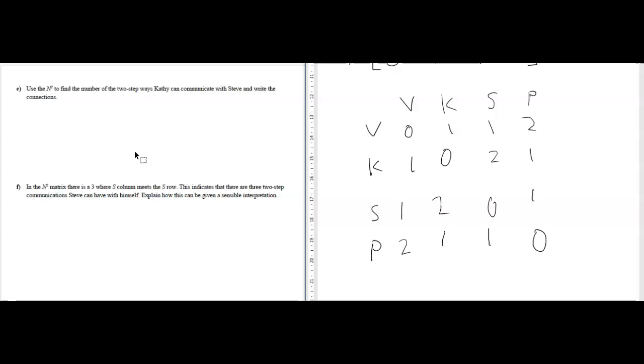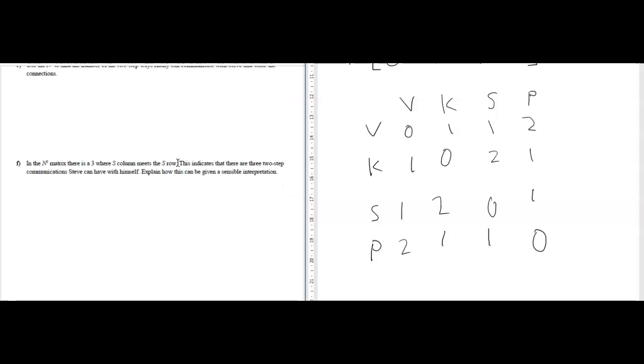In the N2 matrix, there is a 3 where S column meets S row. This indicates that there are 3 2-step communications Steve can have with himself. Explain how this can be given a sensible interpretation. Well, I was saying they couldn't be communicated with, but I guess if you wanted to do that, we could put them in. But if you're communicating with other people, maybe we could do that. Let me just think for a sec.